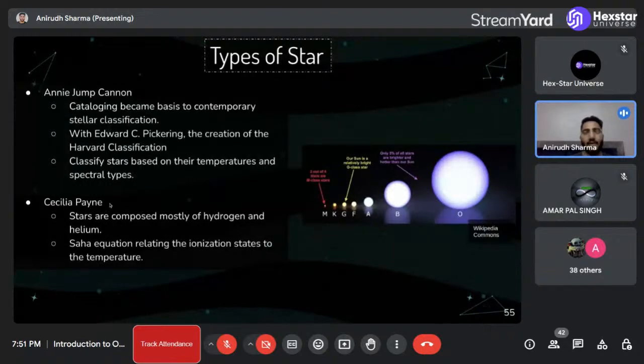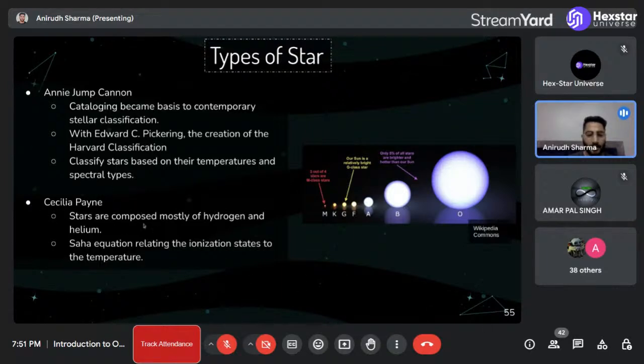Then another female scientist, another female astronomer, came, and she gave a groundbreaking-for-the-time theory that stars are composed mostly of hydrogen and helium. So obviously now we know how the universe might have started and how very simple atoms only could form in the initial phase of the universe, and then the gas started to clump, and through the process of fusion in stars other elements were made. But people used to think earlier that the sun is made of the same things that the earth is made of. It's just very big. But then Cecilia Payne came and gave her theory that stars are composed of mostly hydrogen and helium.